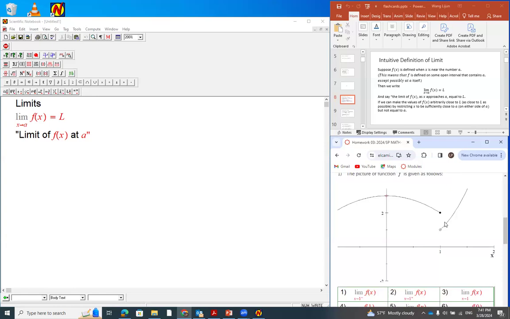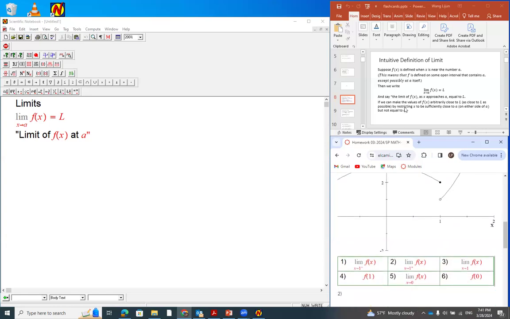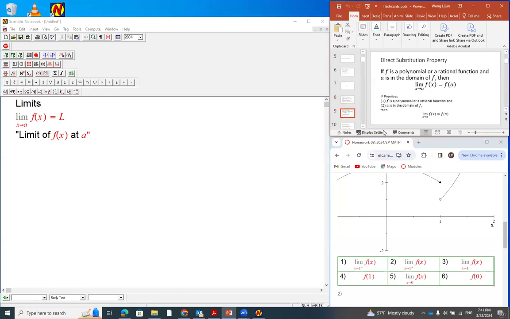And of course, there are graphs. We also introduced one-sided limits. So we have the intuitive definition of limit, and there are some notes there. Here we have introduced the direct substitution property, which says if f is a polynomial or rational function and a is in the domain, this is the property we used a lot. So if it is in the domain, then we can directly substitute.